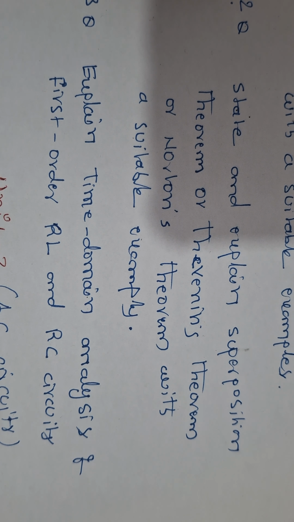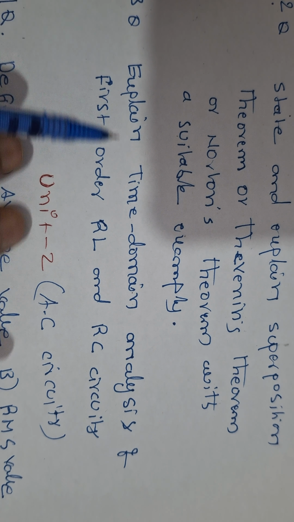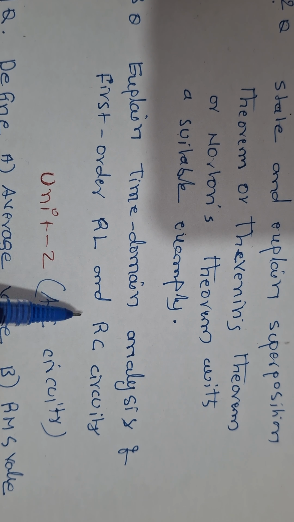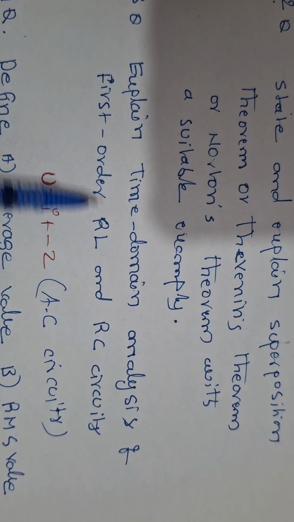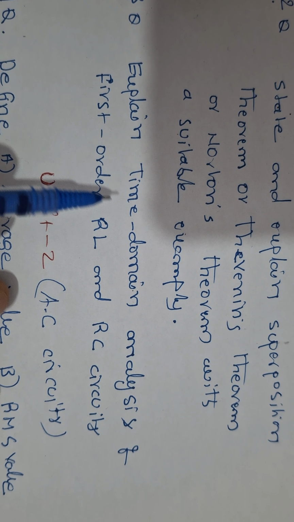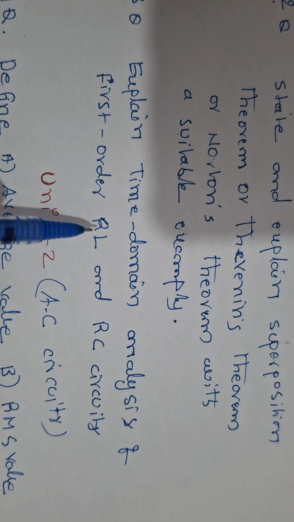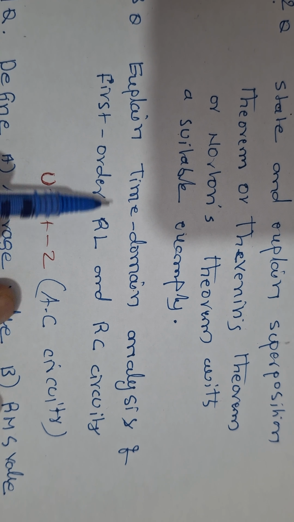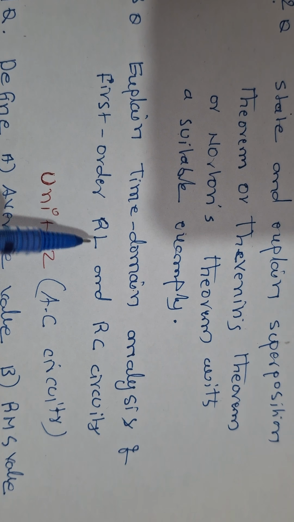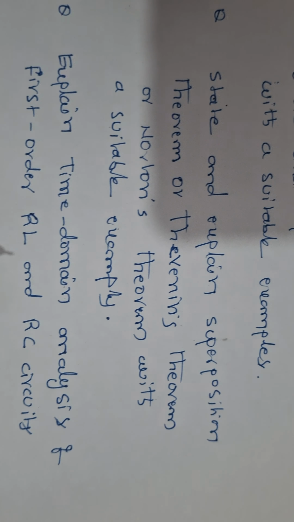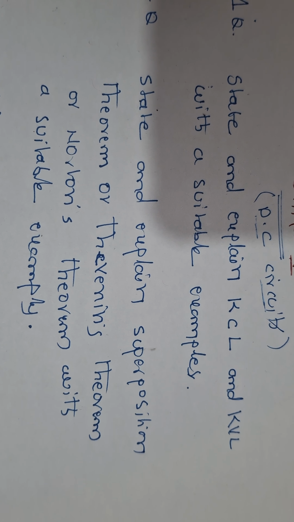Third question: explain the time domain analysis of first order RL and RC circuits. You are supposed to explain time t equal to 0. What is the response of this, voltage and currents? At different time intervals you are supposed to derive the expression. These are the three important questions which I guess from the first unit.